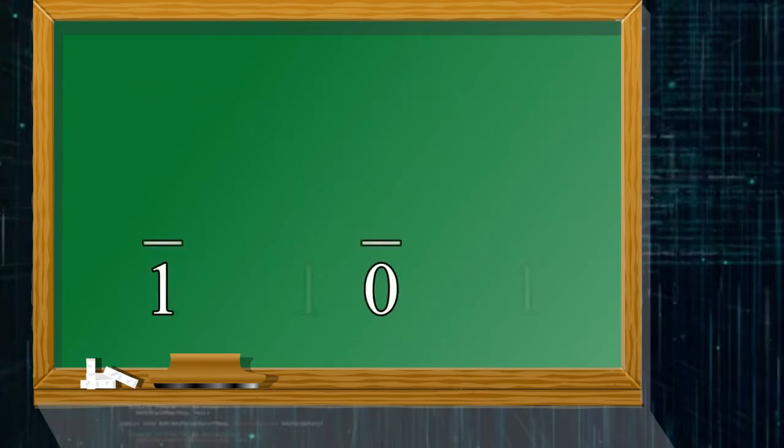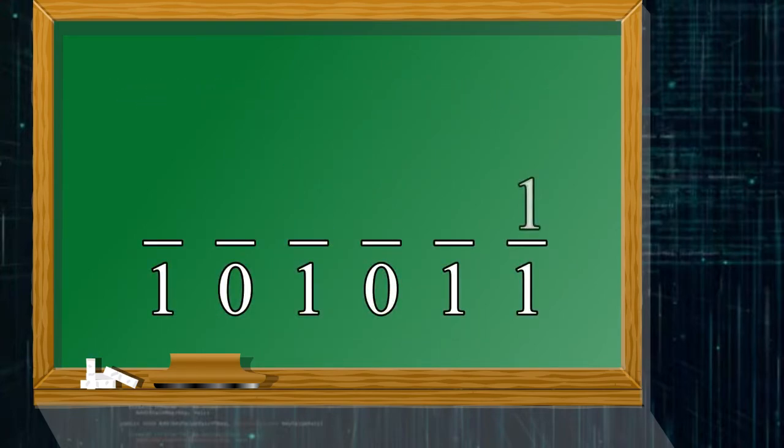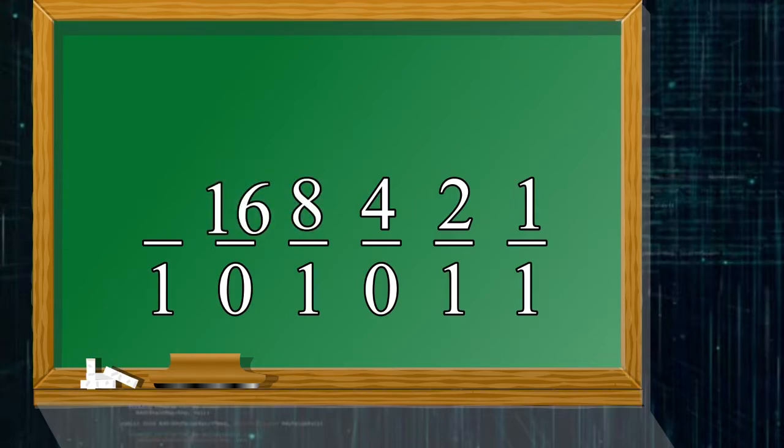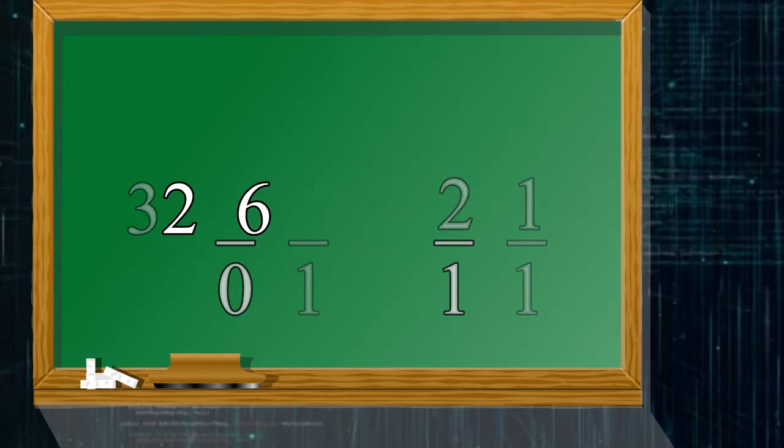The right side is the value of 1, then you move to the value of 2, next the value of 4, then 8, then 16, and so forth. It basically doubles every single time. Let's proceed to our example.